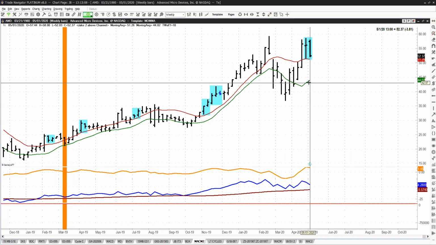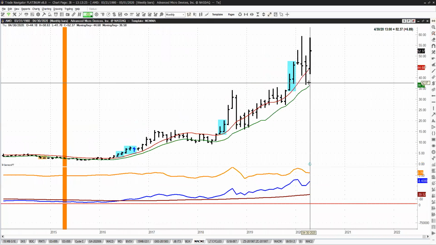Right. On an intermediate term basis, it's still in a big bull trend, a reasonable and normal correction going on right now. If I was going to be a buyer as an investor, I'd be buying around $44 a share. But right now, on the weekly chart, it's still bullish. And of course, if you don't like the way the chart looks, change the time frame.